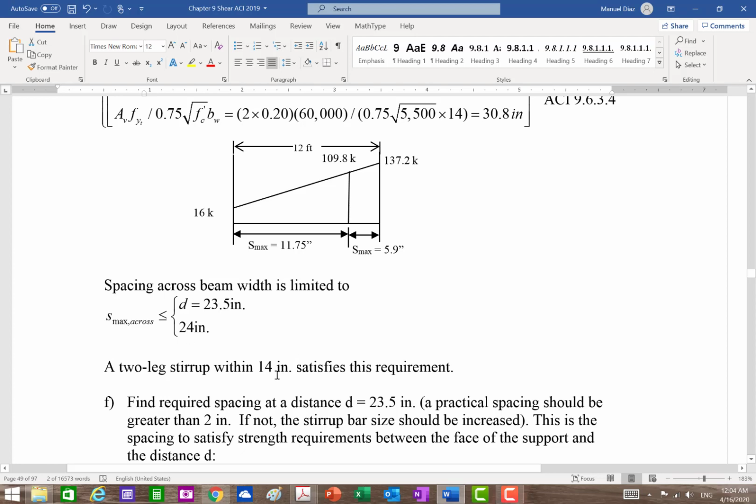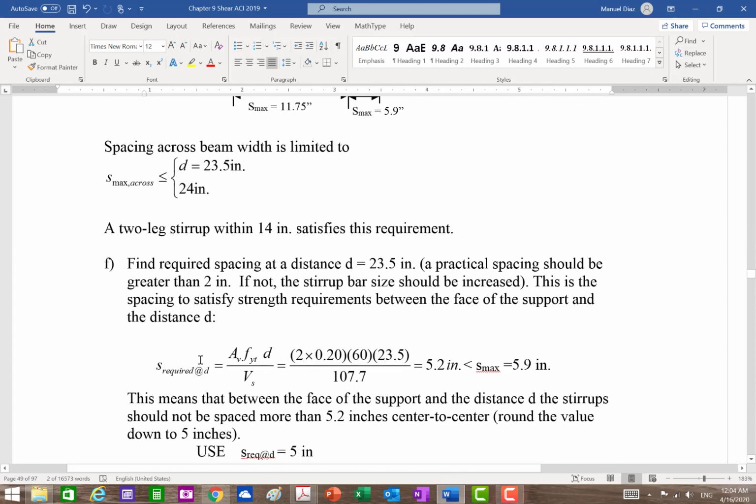We're good, right? Okay. Now we find the required spacing, and so we have our area of steel, 2 legs. And I don't know if I mentioned this, but that's typical. For a beam, you're going to have a minimum of 2 vertical legs. That's the minimum you're going to have for beams. We're using number 4 stirrups, so that's 2 legs of number 4 stirrups, 60 and then 23.5. My V sub s is 5.2. That's less than the maximum by a little bit. So what that means is I have to use 5 inches. I have to begin with 5 inches. Okay.